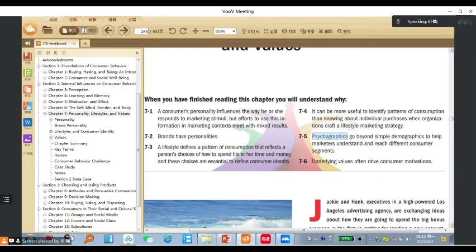And the underlying values often drive consumer motivations. So we can see the values affect motivation, and then motivation may influence the consumer's attitude, and then the behavioral intention, and so have some effect on actual consumer behavior.